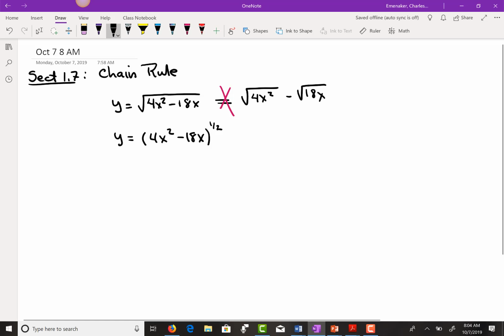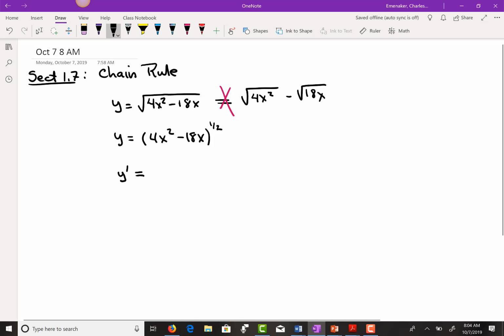If we're going to take the derivative of this, we've got a function 4x squared minus 18x. That's a function. You could take the derivative of that by itself, couldn't you? But it's inside of another one. It's inside the square root thing. So you have a function inside of a function. Does that make sense to everybody? It's also what is called a composite function.